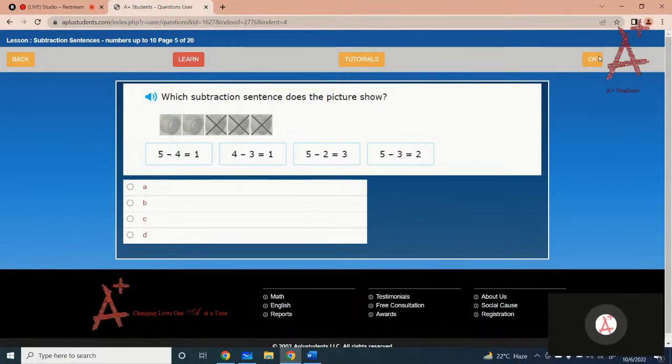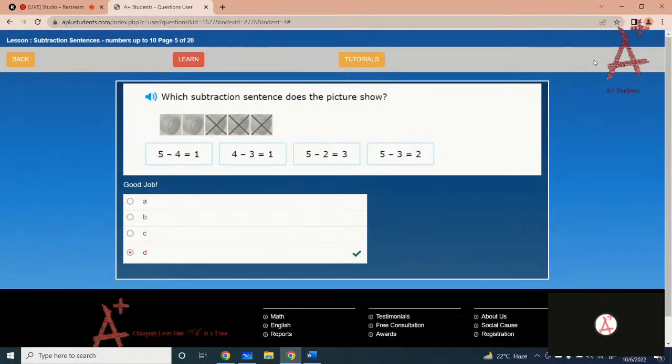Okay, which subtraction sentence does the picture show? In total you have one, two, three, four, five, 5, and out of the 5, 3 of them are crossed out. So 5 subtract 3 is, so the ones you are left that are not crossed out is 2. So which of them is the correct one? Yes, D is the correct one. 5 subtract 3 equals 2. D is the correct option. Select the correct option and click on the OK button.